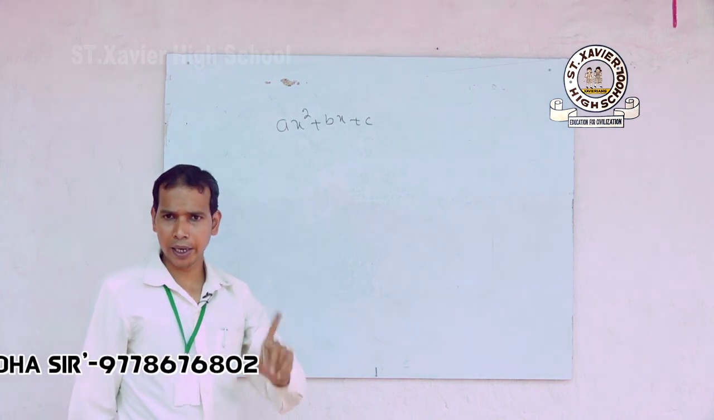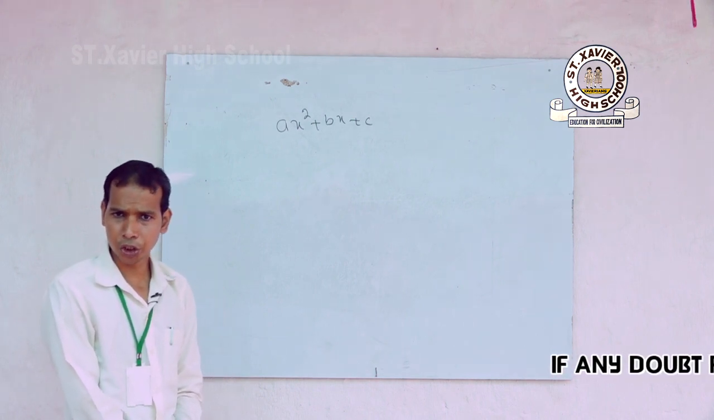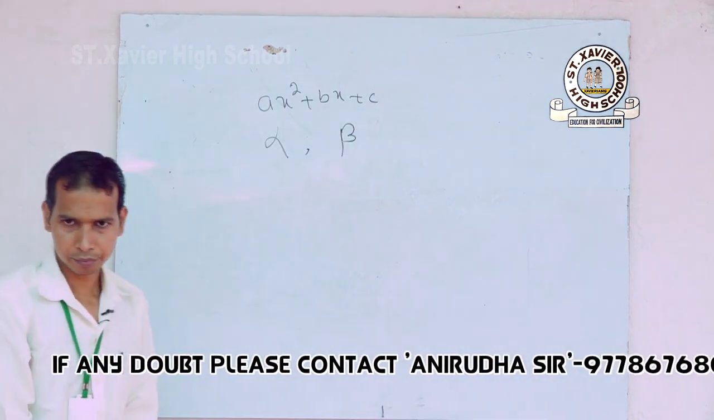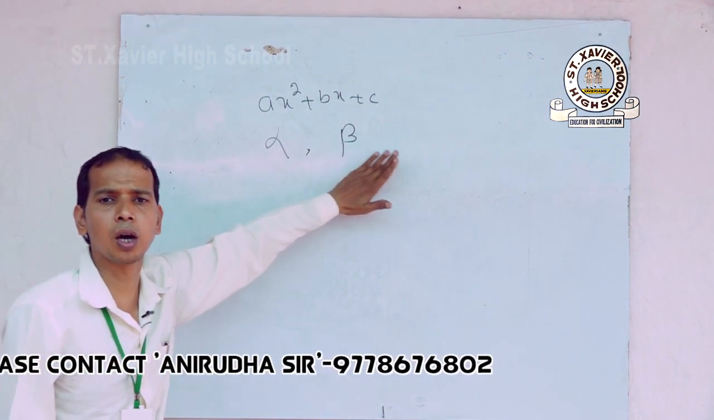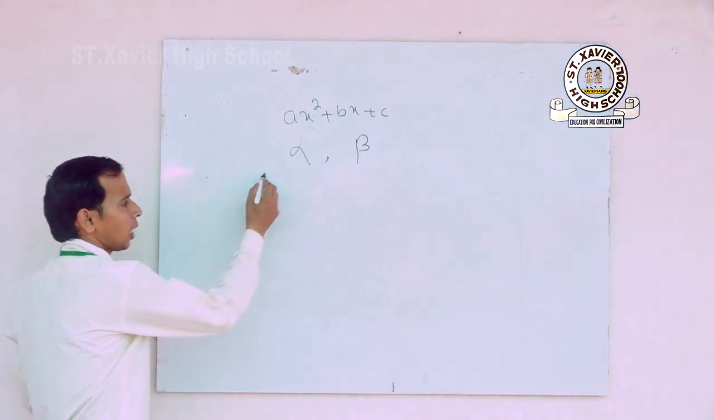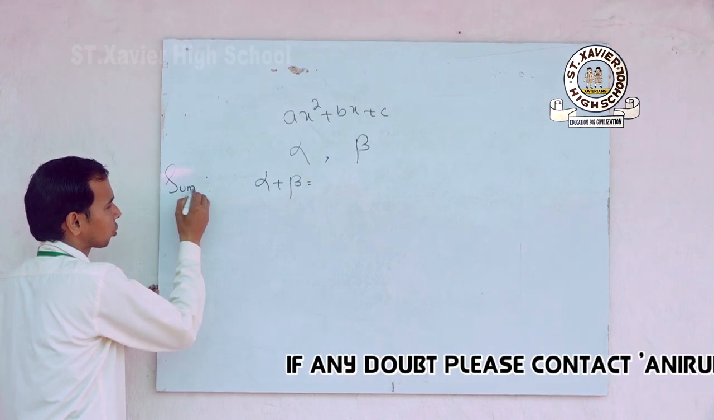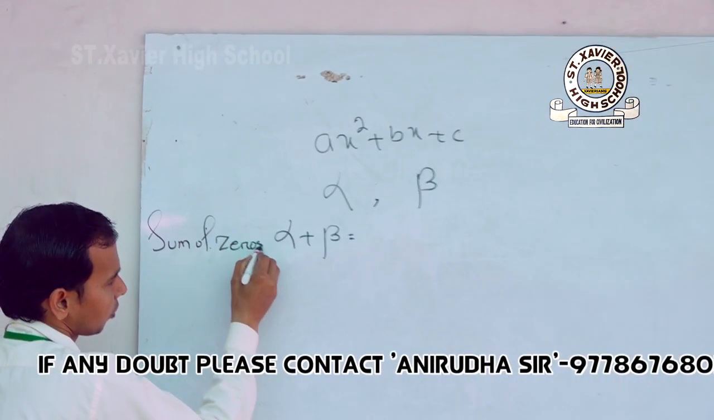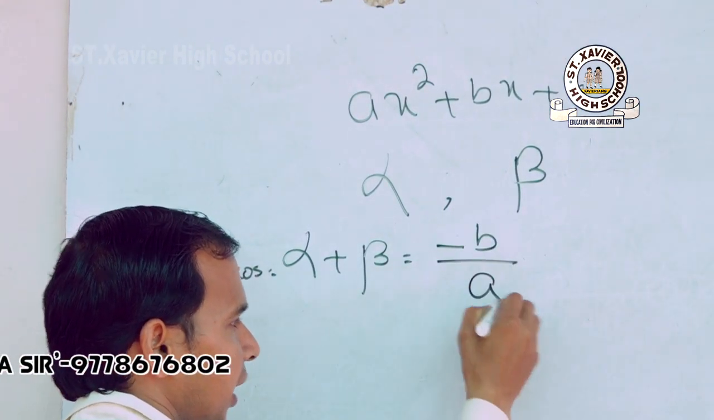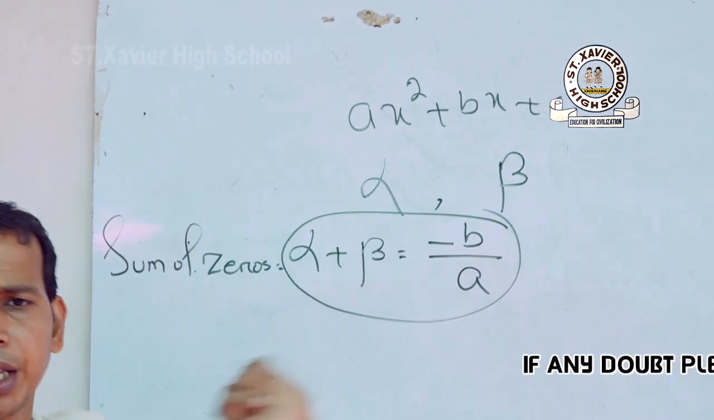Look, as it is a quadratic polynomial, you must get two zeros. Let the two zeros be alpha and beta. Alpha and beta are the two zeros in this case. If we solve, we get alpha plus beta, that means the sum of zeros. Alpha plus beta is equal to minus b by a. This is one formula. Sum of zeros equals minus b by a.